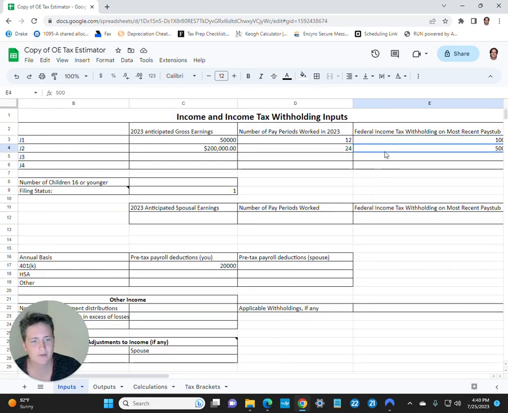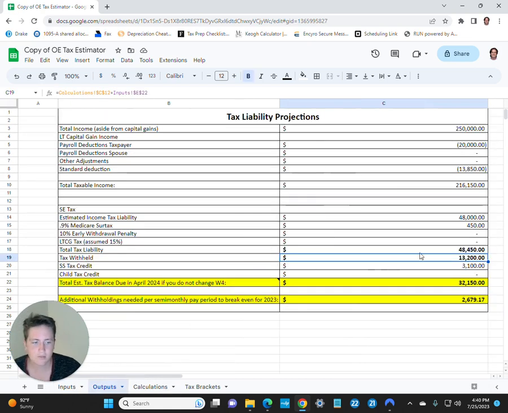Federal income tax withholdings, we multiply this with this and we add it to this times this, and we get $13,200 withheld, which is not quite enough, as you can see. And then there's also Social Security tax being withheld, and that's what I love about this calculator over the IRS's calculator.